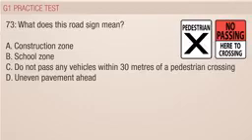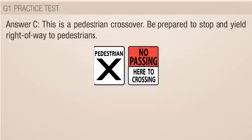Question 73. What does this road sign mean? A. Construction zone. B. School zone. C. Do not pass any vehicles within 30 meters of a pedestrian crossing. D. Uneven pavement ahead. Answer C. This is a pedestrian crossover. Be prepared to stop and yield right of way to pedestrians.